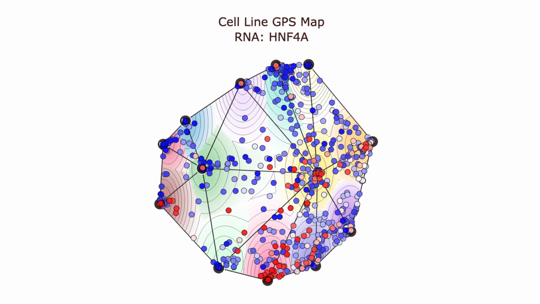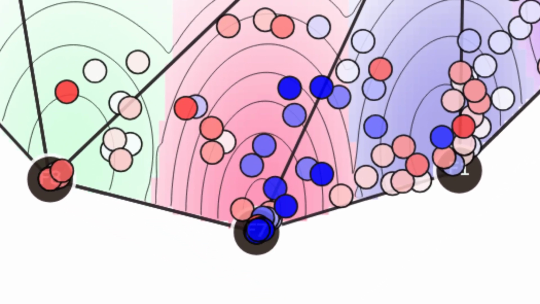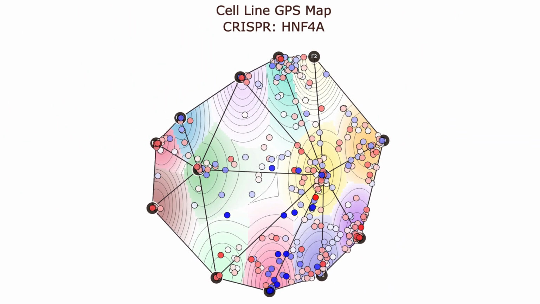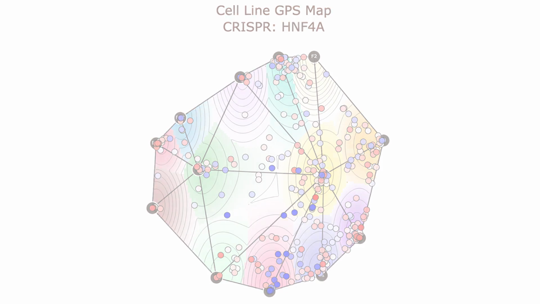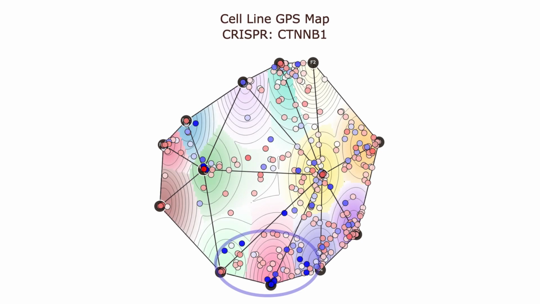Fortunately, we also have CRISPR data for these cell lines. And when we annotate with cell line viability after HNF4A has been knocked out, we see that these cell lines struggle to survive, confirming our previous suspicion that cell lines in this context depend heavily on HNF4A expression for their survival. If we continue to annotate this map, we find other characteristics of this context, like high TIGAR protein expression, and a dependency on the beta-catenin gene, which gives us insight into how we might treat cancers in this context.